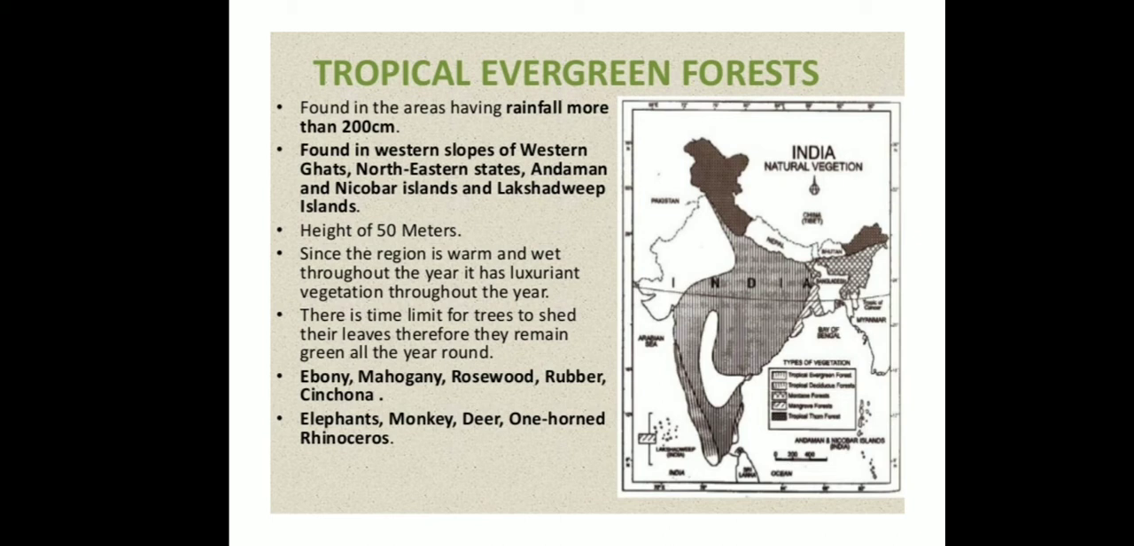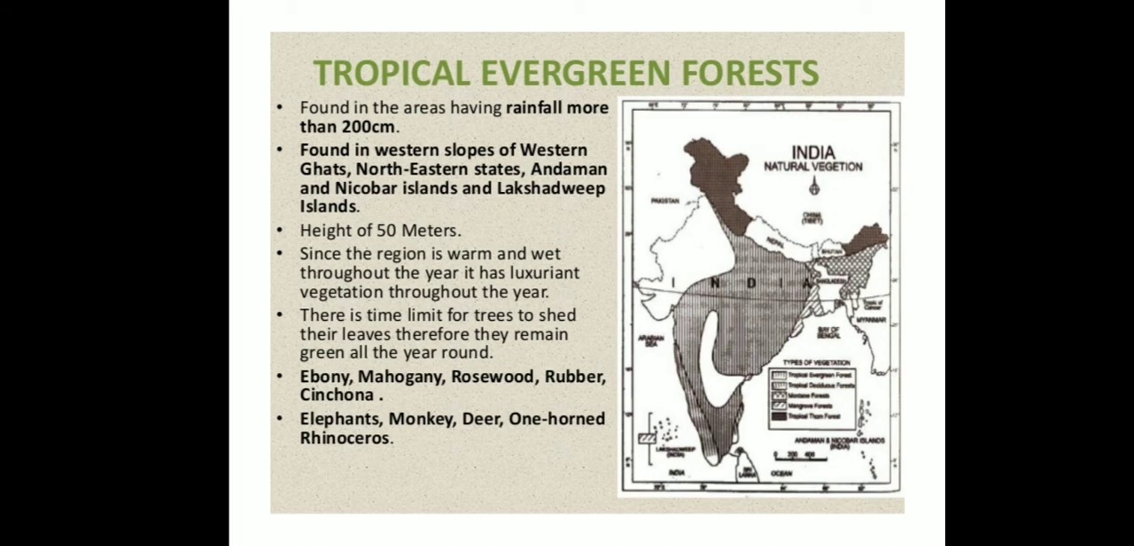There is no fixed time for trees to shed their leaves, therefore they remain green all year around. Here what they are saying is that trees are so closely packed to each other that if there is leaf shed, they are so dense that no one can notice when the season of shedding of leaves is there.